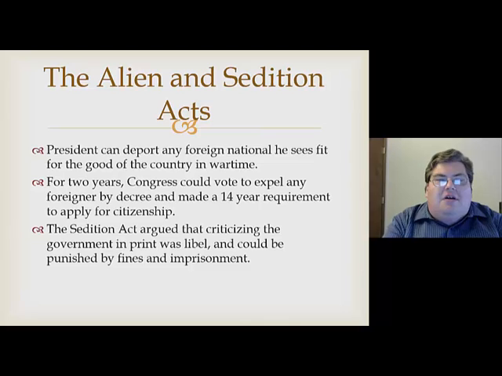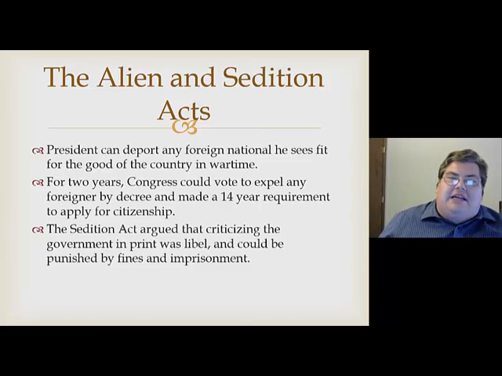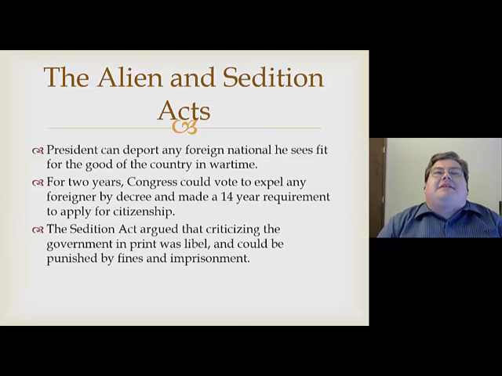That's it. The Alien Act also said that Congress, if they had a majority vote, could do the same to any foreigner, by decree, and it upped the citizenship requirement from 5 years to 14 years. And the reason was, in this war, we were becoming somewhat xenophobic, in the sense that we don't like outsiders.